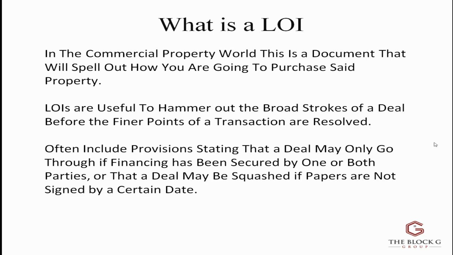It often includes provisions stating that the deal may not go through based on financing, based on other things, due diligence, and the execution of the due diligence, when certain documents are needed and the dates they're needed by from the seller if you're buying the property. You want to get those in an LOI so that the seller understands where you're coming from and where the timeline is, right?